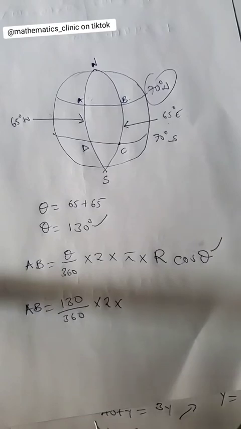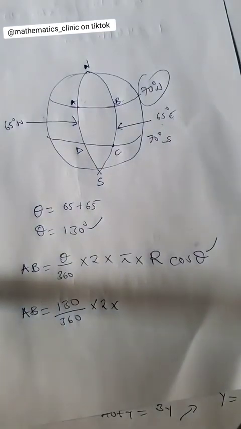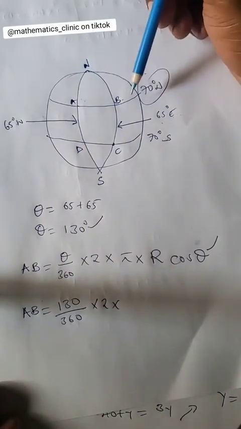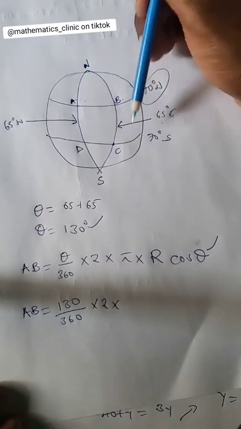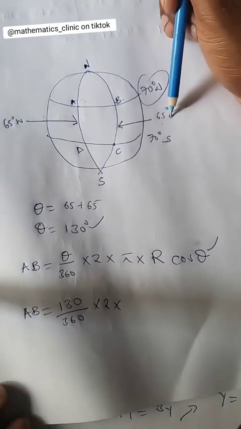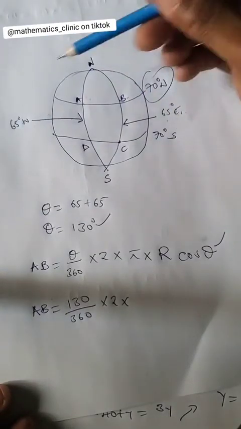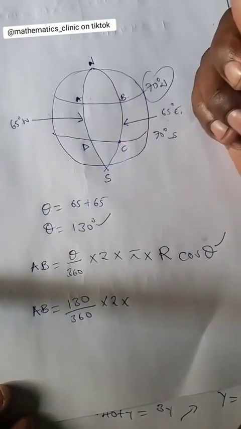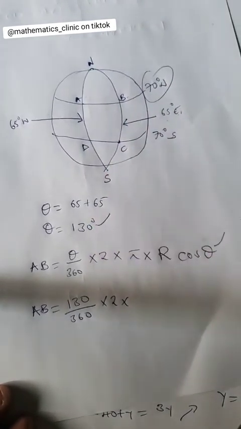The question is asking us to find the distance from A up to B. Since A and B are in the same latitude, we need to find the difference in their longitude because they are in different longitudes. A is in 65 degrees west, B is in 65 degrees east. Since we have west and east, different hemispheres, we add these two. So 65 plus 65 is 130. This 130 is the theta in our formula.